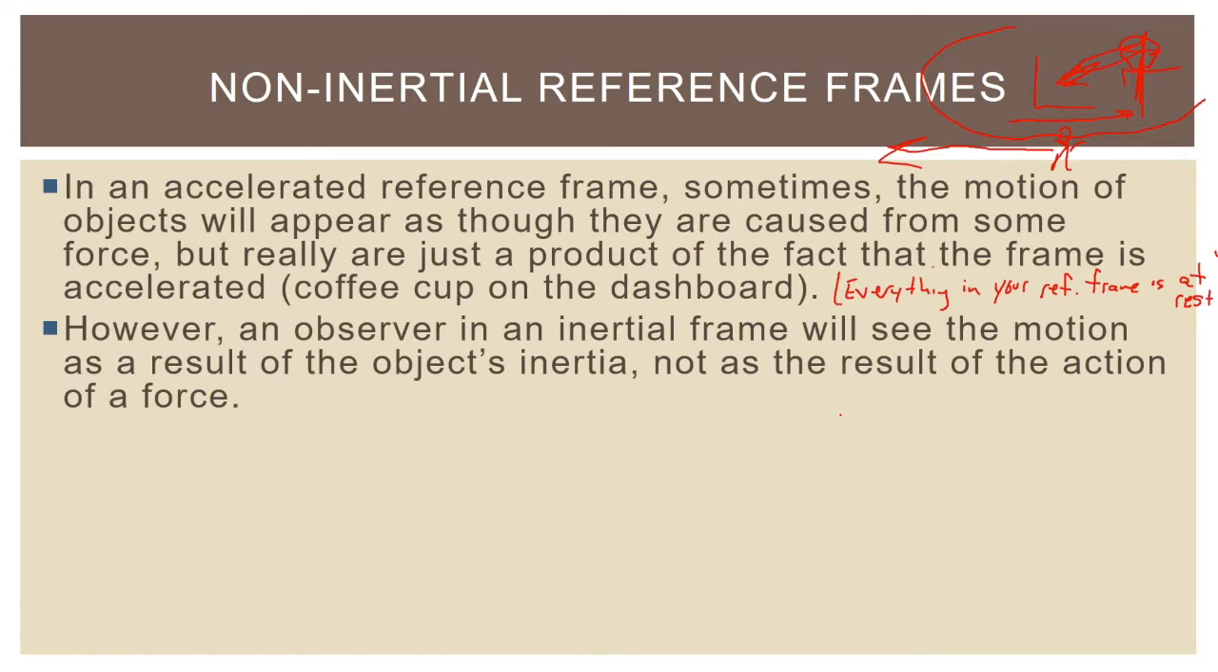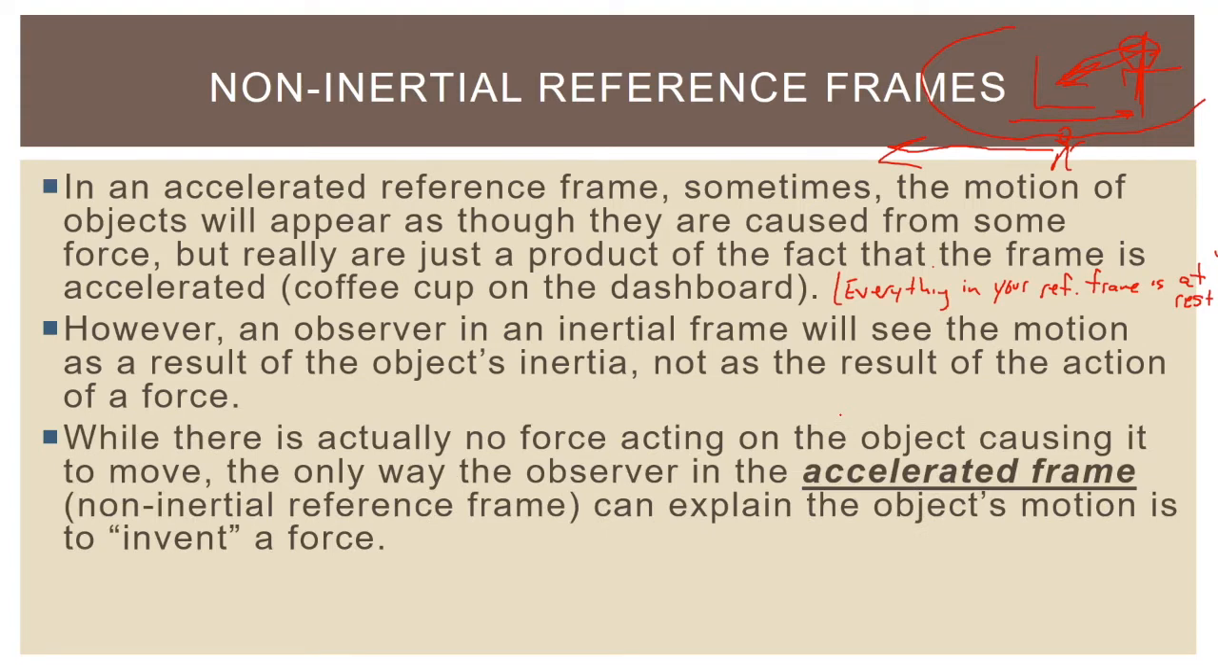So what we'll say here is that, however, an observer in an inertial reference frame will see the motion as a result of the object's inertia. The coffee cup's inertia, its tendency to stay at rest while you're flying toward it, is why the coffee cup spills on you, not as the result of the action of a force. So there's a disagreement between an observer in an inertial reference frame versus an observer who's not in an inertial reference frame.